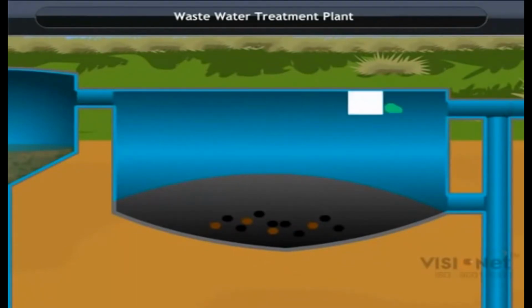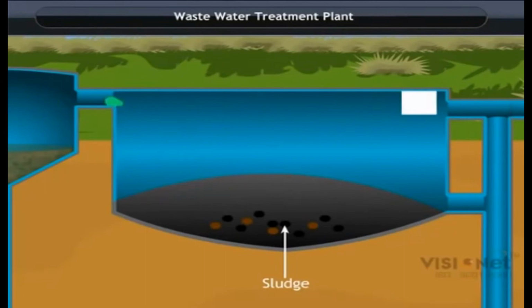This waste material collected is called sludge. This sludge is later removed to make fertilizers and methane gas. It can also be used as a fuel in household gas supplies.